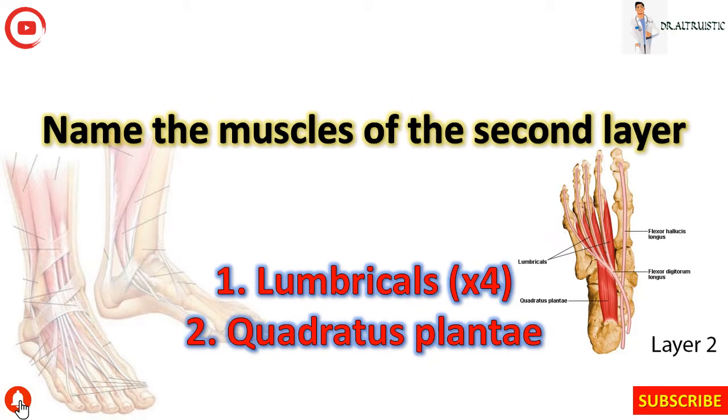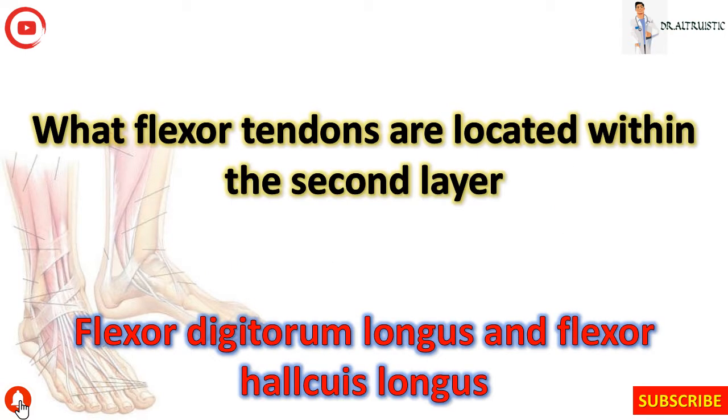Name the muscles of the second layer. 1. Lumbricals, X4. 2. Quadratus plantae. What flexor tendons are located within the second layer? Flexor digitorum longus and flexor hallucis longus.